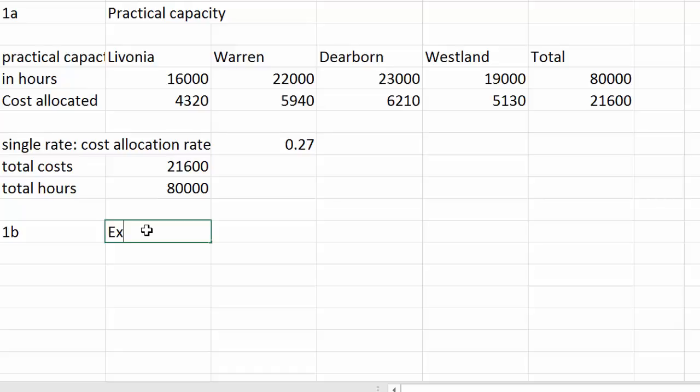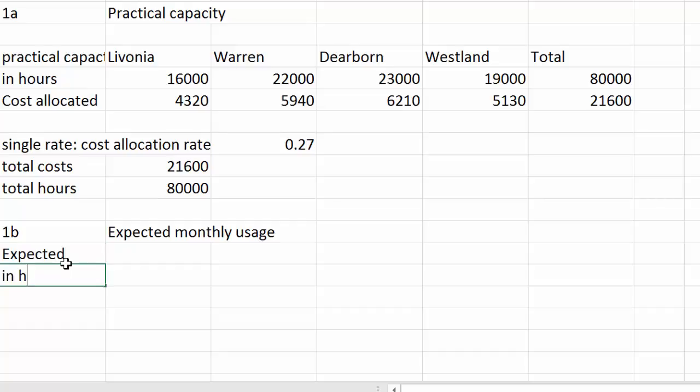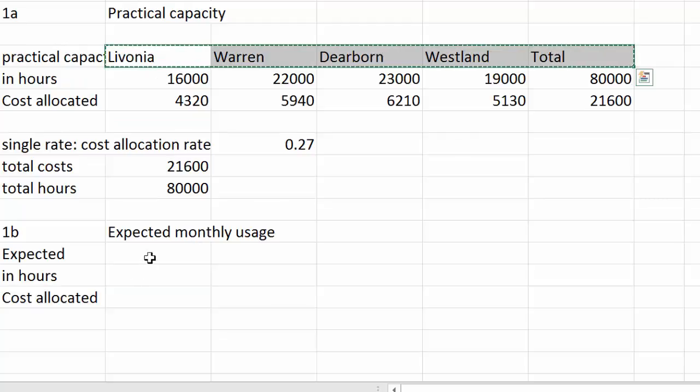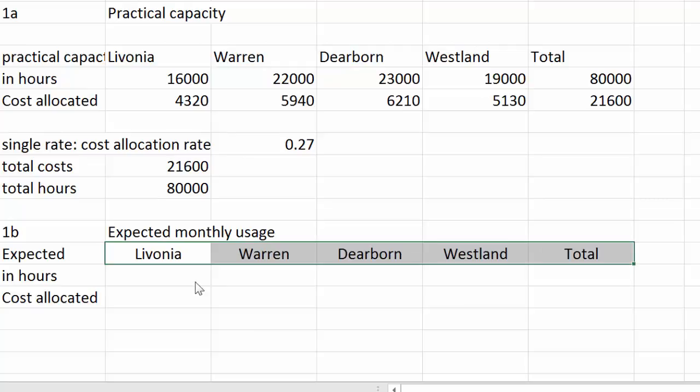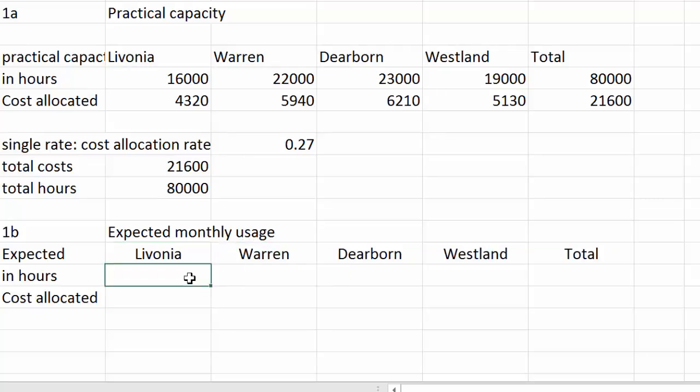So I'm going to use an expected monthly usage, in hours, and we'll also have cost allocated. So pretty much similar, and I'm going to also write down the company, the department unit names, and in hours. And this time we have to use expected monthly usage in hours.